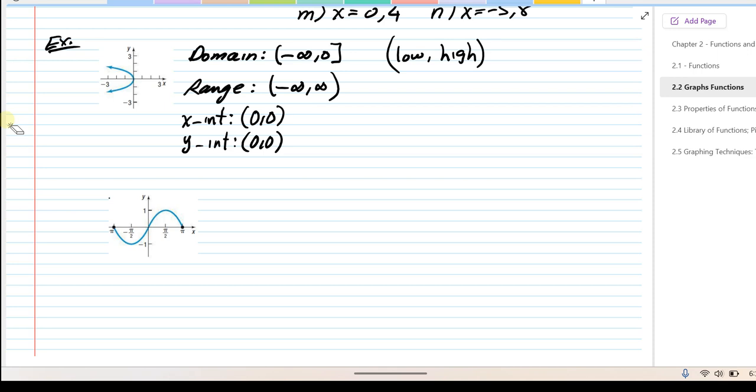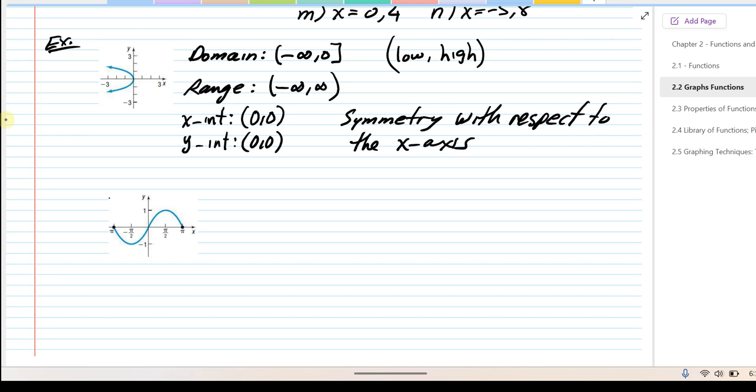Now, usually with graphs of functions, we're also interested in symmetry. So let's see what kind of symmetry there is. In this case, look at the upper branch: it is the mirror image of the lower branch and vice versa. So this would be an example of symmetry with respect to the x-axis.